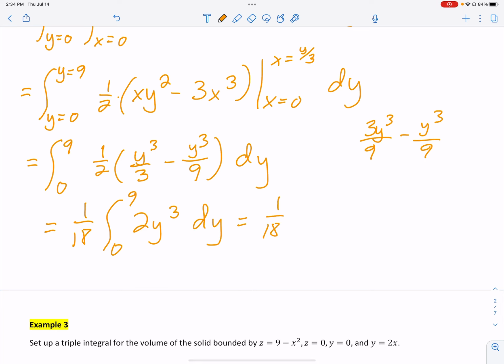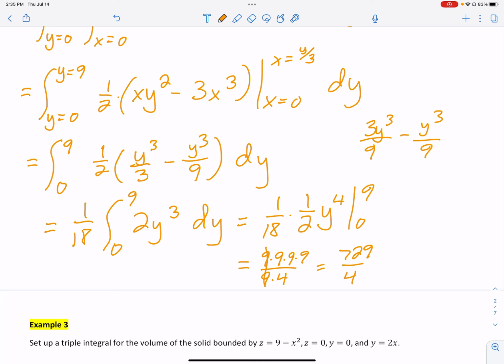Okay, I got 1/18. I raise the power by 1 to get 4 and divide by my new power, so I get 2 over 4, which is 1/2, y to the 4th. And then we plug 0 and 9 in. All right, we're going to get 9 times 4, that's 18 times 2. You'll see why I'm doing this. 9 times 9 times 9 times 9, that's 9 to the 4th. It cancels there, and I got 9 cubed over 4, which is 729. So that is the volume caught in between.